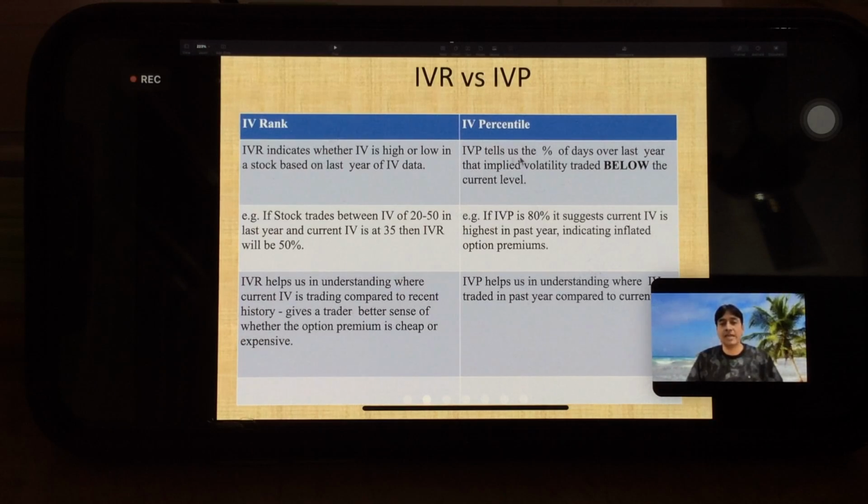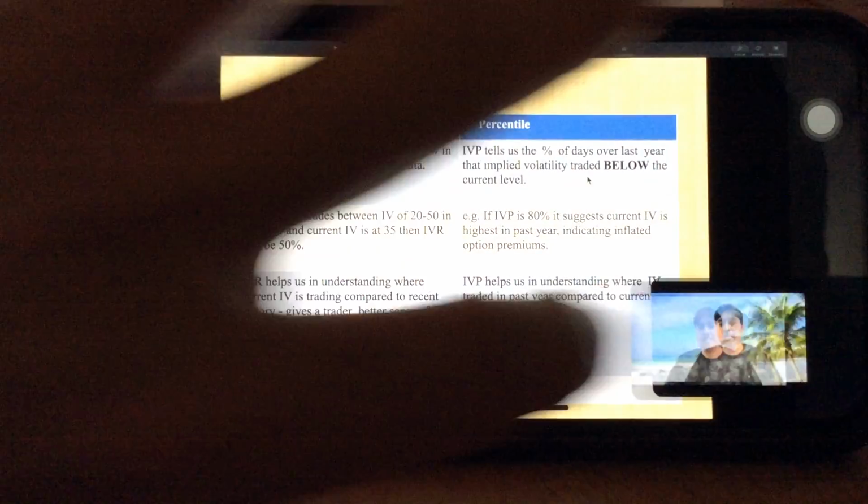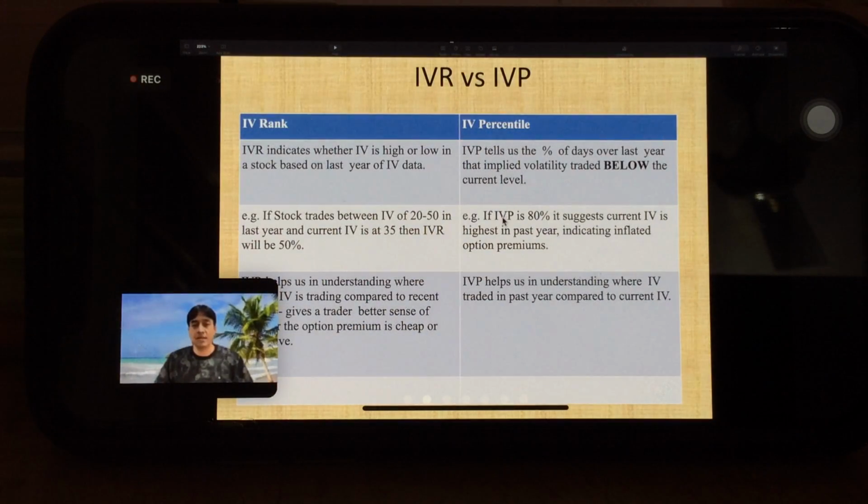IV percentile, that is IVP, tells us the percent of days in the last year that implied volatility traded below the current level. So if IVP is 80, it suggests current IV is among the highest in the past year, indicating inflated option premium. So we should avoid buying and instead look for shorting. IVP helps in understanding where IV traded in the past year compared to current IV. So both give us a similar idea.